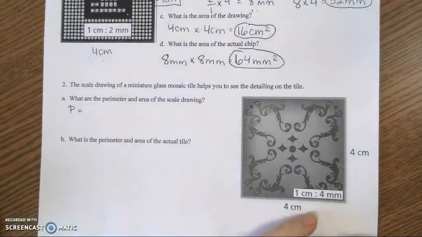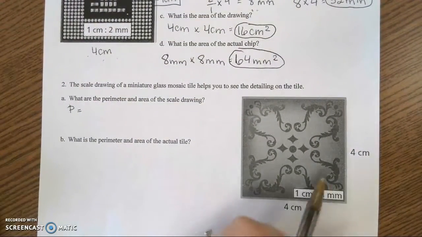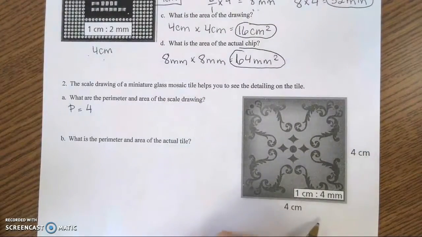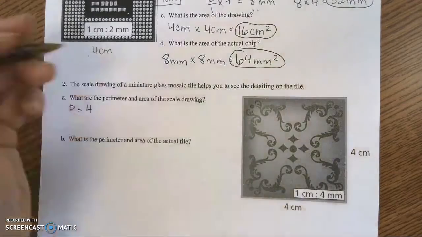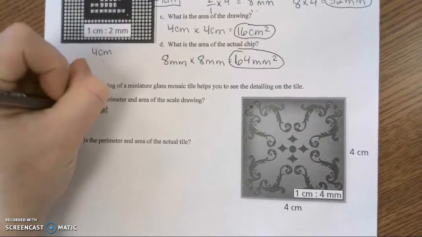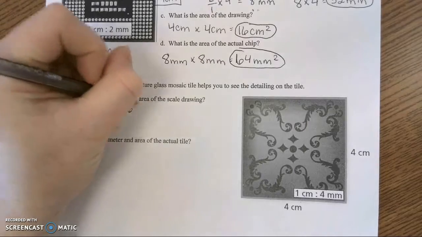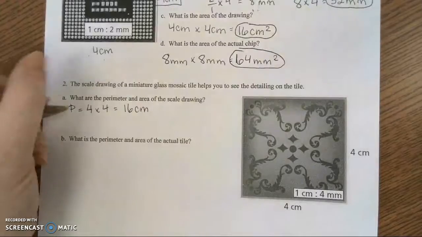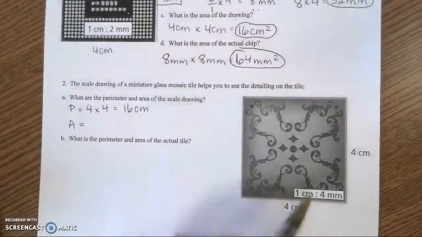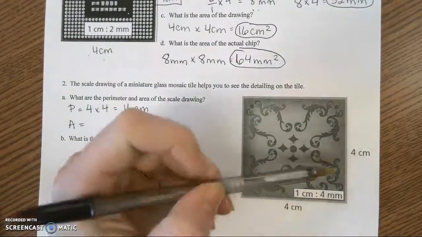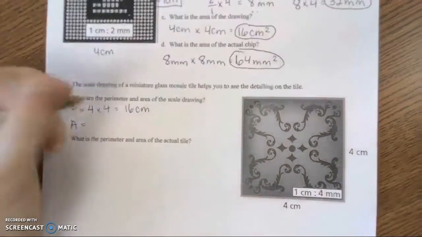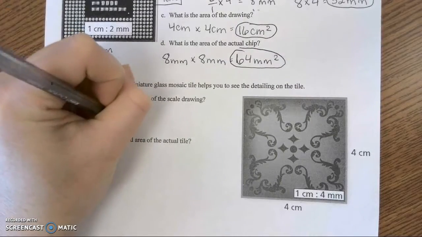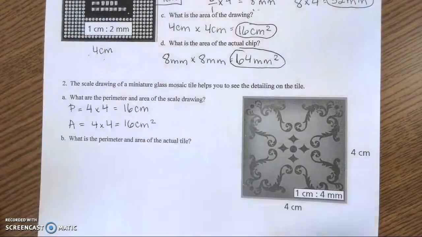So for perimeter, I could take all 4 sides and add them up, or since I see that it is a square and all 4 sides are the same, I could take 4 and multiply by the 4 sides and get a perimeter of 16 centimeters. For area, I'm going to take my base and multiply it by my height. So my base is 4, my height is 4, and I get an area of 16 centimeters squared.